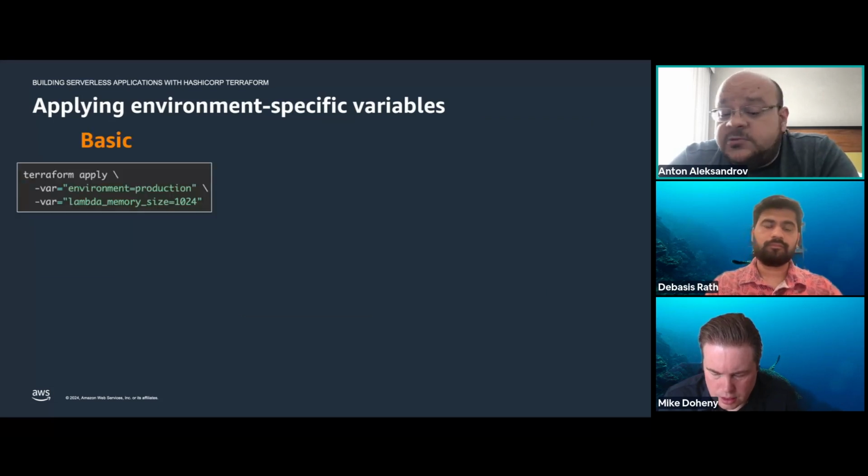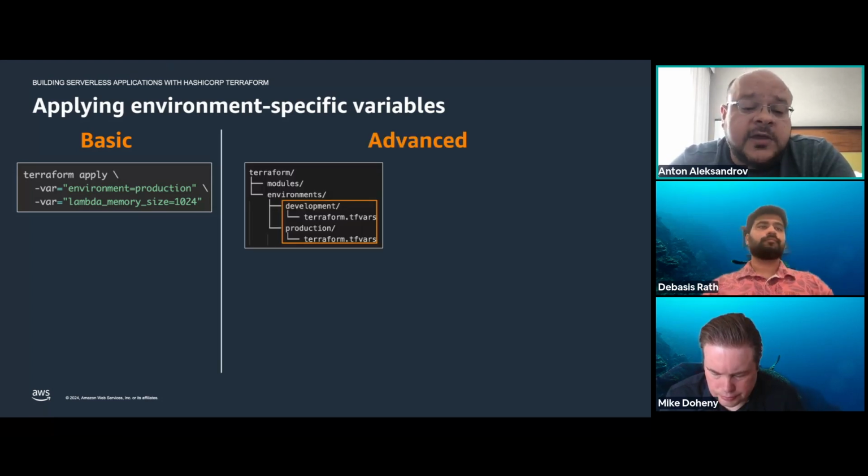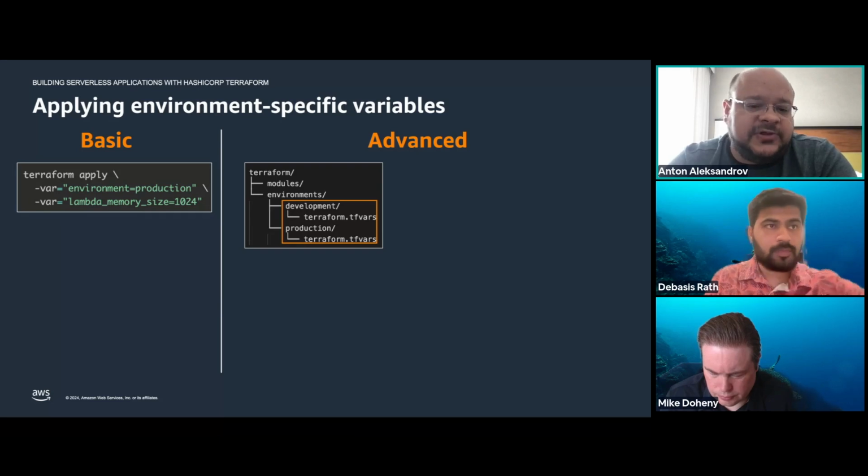So Terraform gives you two ways of doing that. I call them basic and advanced, right? I kind of like this notion. First of all, when you run the Terraform apply command, you can set the values of the variables. You can set variable environment equals production, lambda memory size equals 1024, right? This works, but it's hard to scale that to multiple environments.